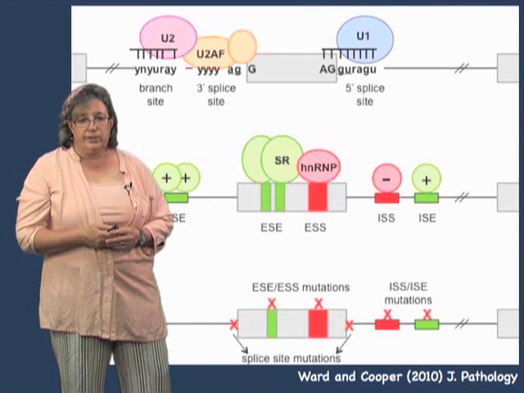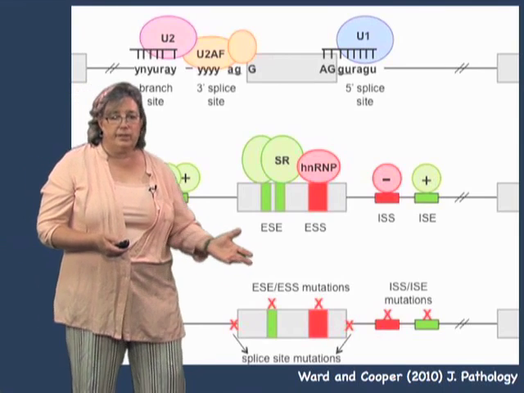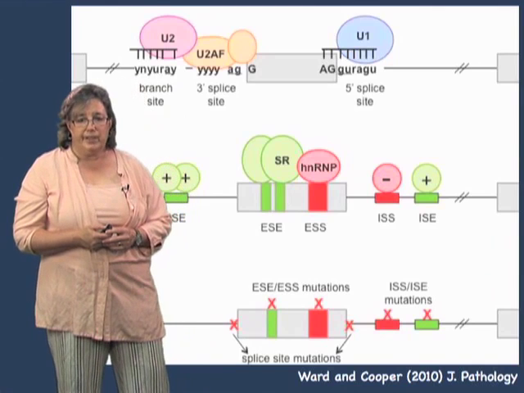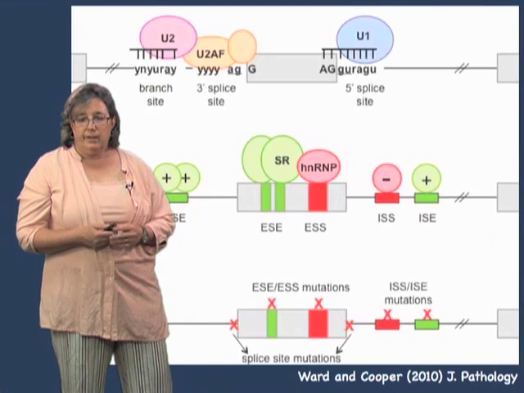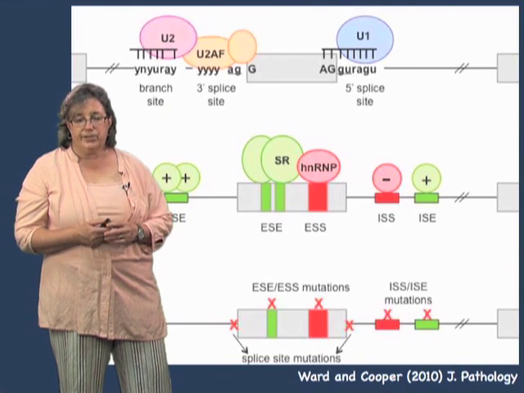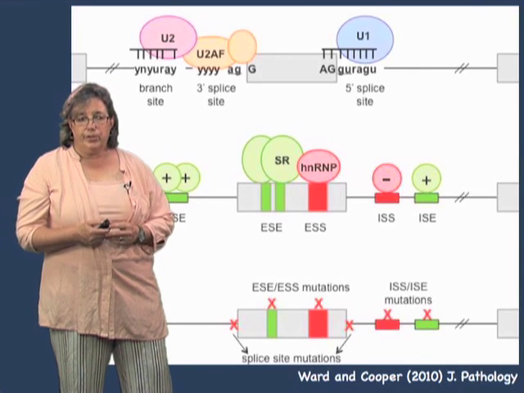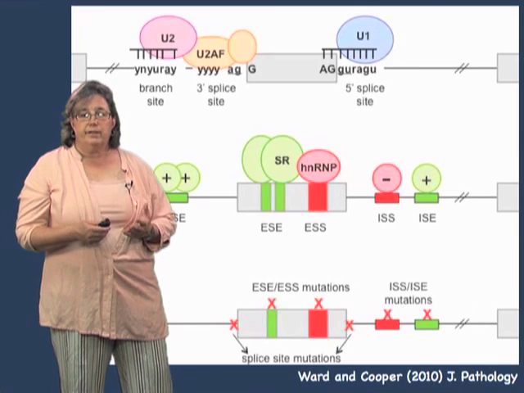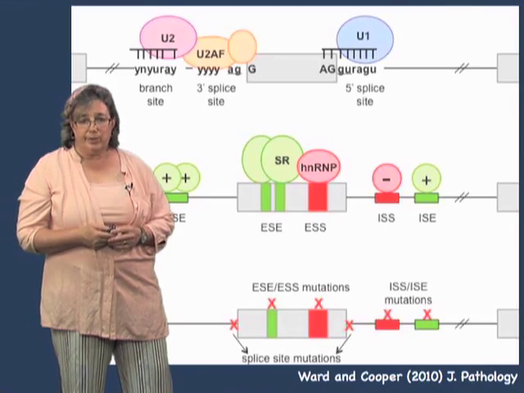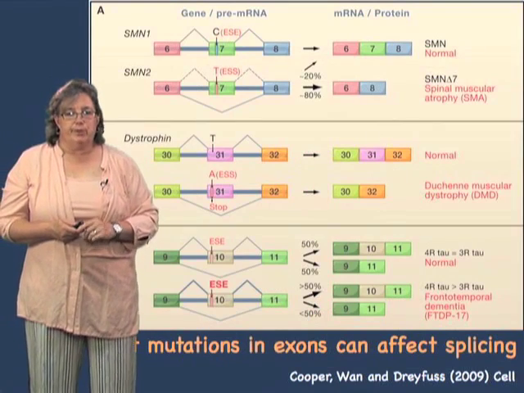And it's also important to note that we can't ignore mutations in introns. Not only are mutations at the consensus sequences going to be deleterious for splicing, but mutations in these exonic or intronic splicing silencers and enhancers can also change patterns. So in the future, we're going to have to be sequencing introns as well as exons when we're looking for mutations in human disease.